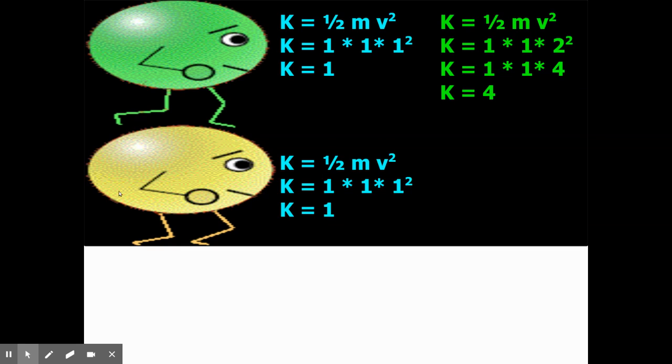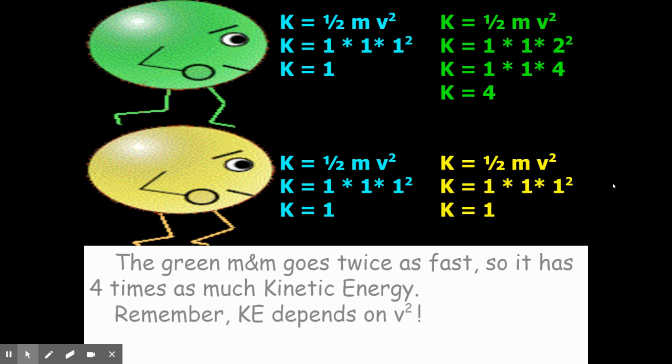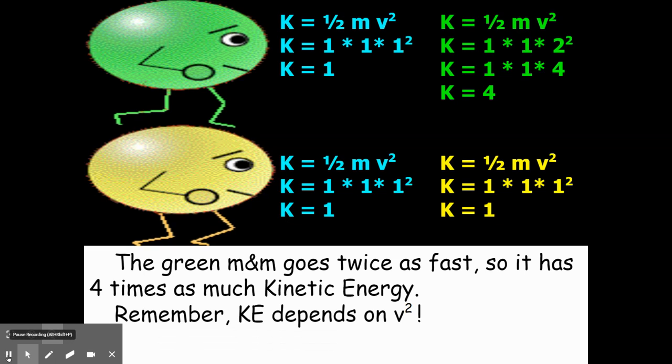But because the yellow one is my baseline, the one that was just going normal speed, I'm going to put in a 1 for everything, and I'll notice that the kinetic energy is 1. That means that my kinetic energy for the green one is going to be 4 times more than for the yellow one.